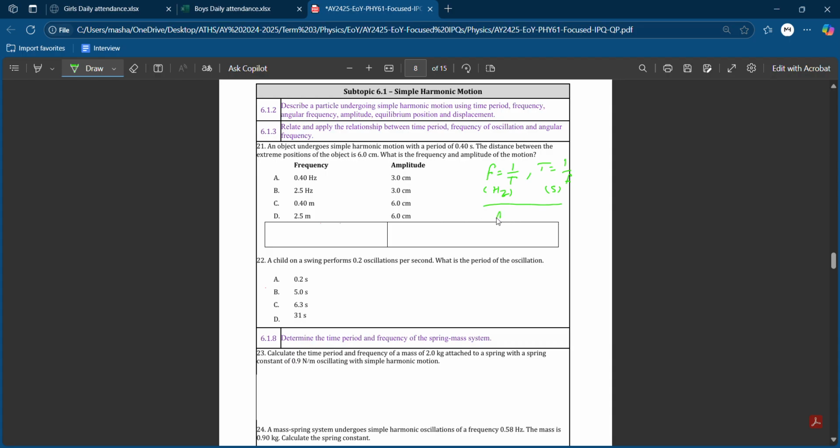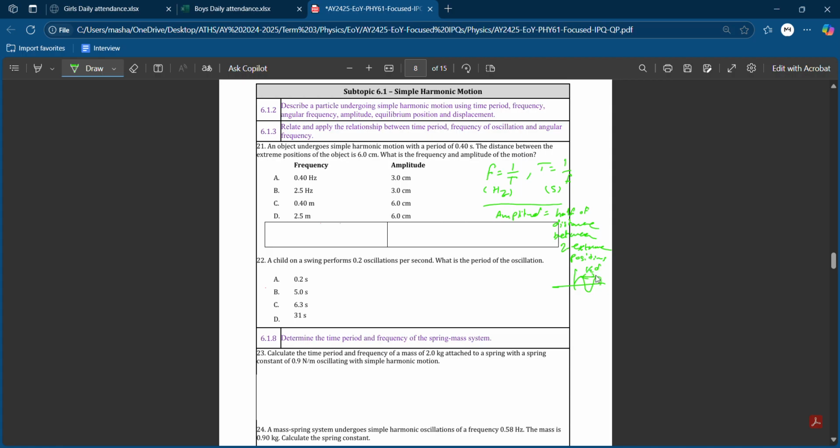Number 2, amplitude. What is it? It is half of the total distance between two extreme positions. What do I mean by this? Yani it is half of this distance, half d.